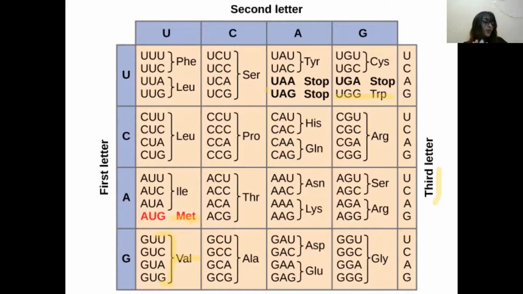Now I also want you to notice, for example, GUU, GUC, GUA, GUG. What is the only difference between all these codons? That is, the third letter is different. Only the third letter is different, and still they all code for the same amino acid, that is valine.